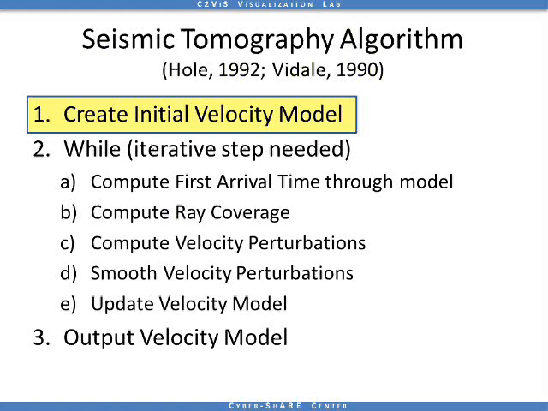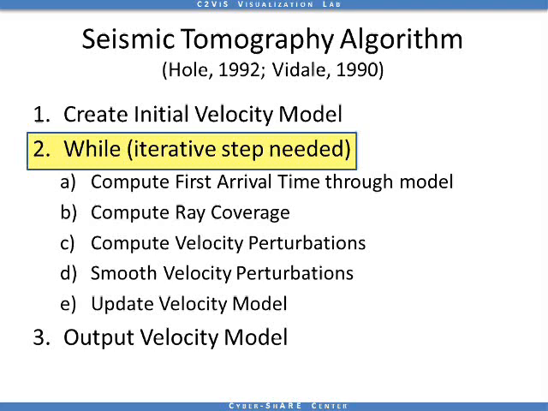The seismic tomography algorithm is used to compute a 3D velocity model of a region, where velocity is a measure of how fast seismic waves go through material. The algorithm uses rays to represent the directional propagation of seismic waves, and it computes ray coverage, which indicates how many rays intersect a part of the material.